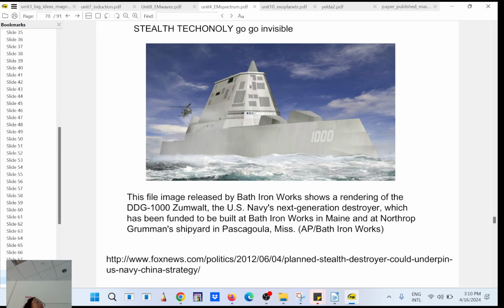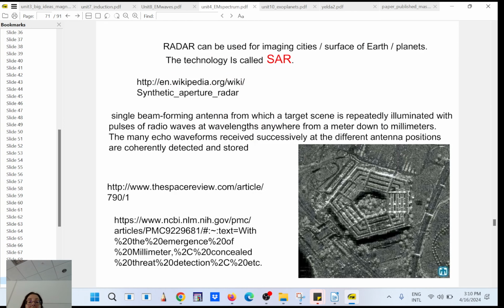Same thing here. You have a submarine. You don't want it to be seen by radar. You make it very weird looking. It's called stealth technology. Okay. And then you have another technology where you can use microwave also as a way of imaging. It's advanced technology, but basically the waves will bounce off the target, and you get an image like this. This one will be the Pentagon, I guess. It's called SAR.